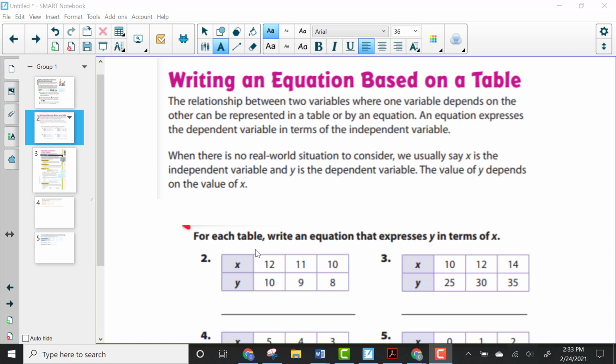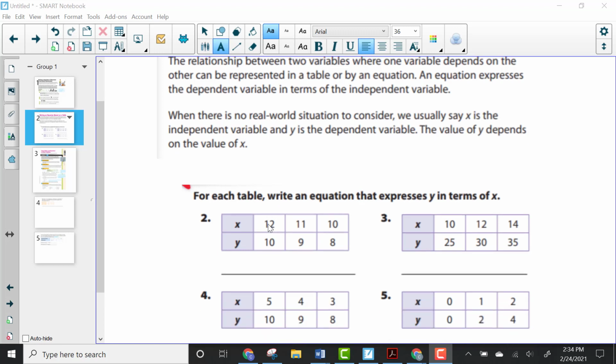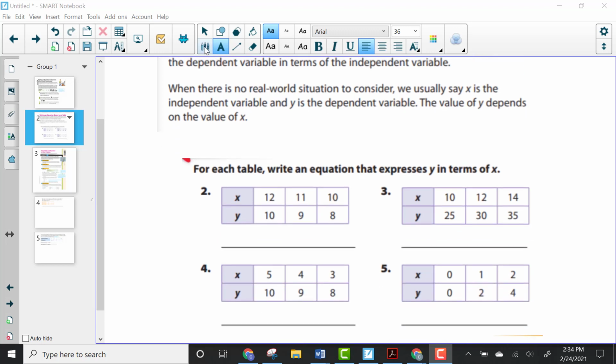We looked at this with that real world problem with Amanda walking the dogs. Now it's important to understand that when there's no real world situation to consider, we usually say X is the independent variable and Y is the dependent variable. So the value of Y depends on the value of X. Whenever we're taking a look at this, we always want to write our equations. Let me just show you here.